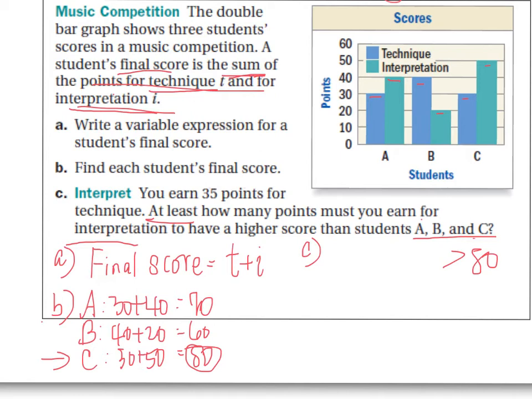So if you earn 35 points for technique, what must you earn for interpretation so that the sum of 35 plus I is greater than 80? So I'm going to subtract 35 from both sides to get 45. So you need at least 46 points.